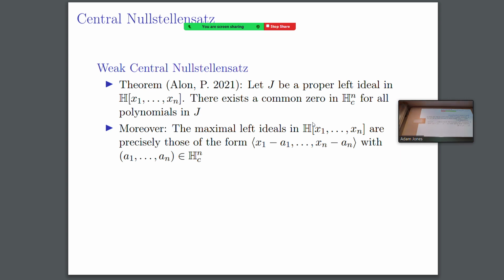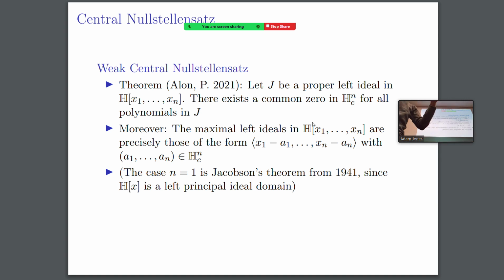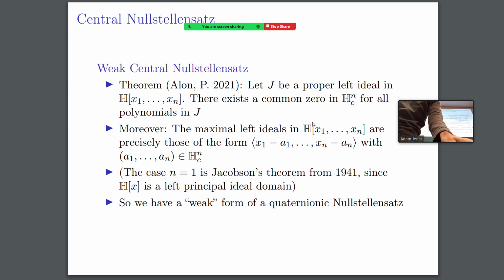More precisely, if you look at the maximal left ideals in this ring, they are precisely those corresponding to points in the central affine space. So this looks exactly like the classical weak Nullstellensatz, only you have to work with the central affine space, and you simply have no choice because everywhere else substitution is not well defined. And in the case of one variable, this reduces exactly to the Jacobson theorem from 1941 mentioned before.